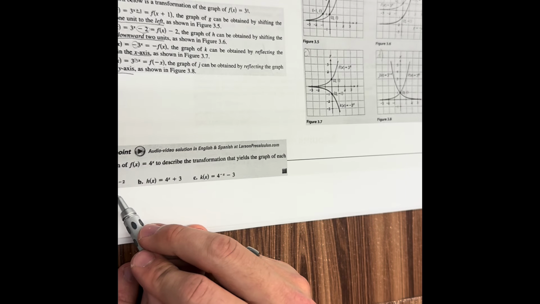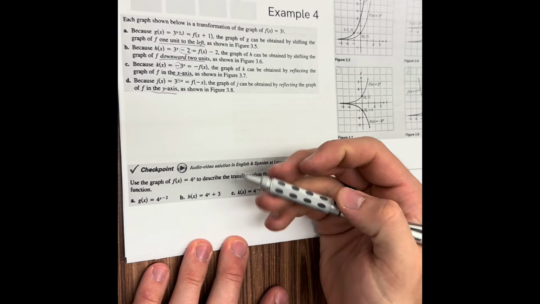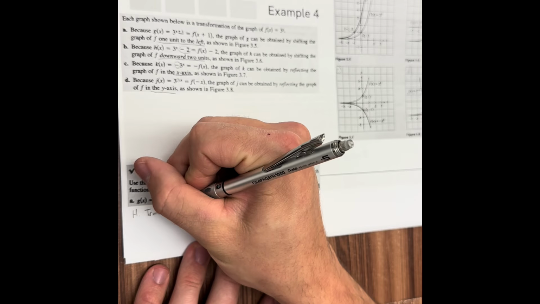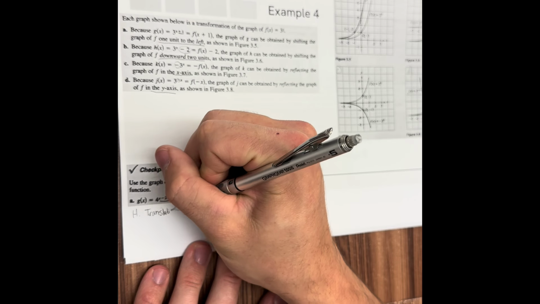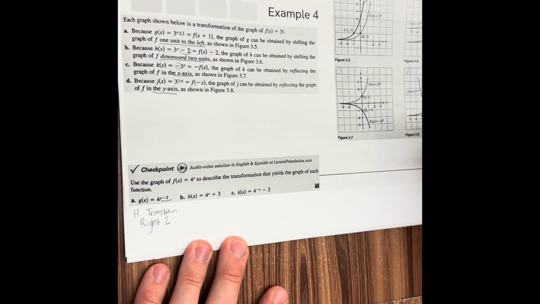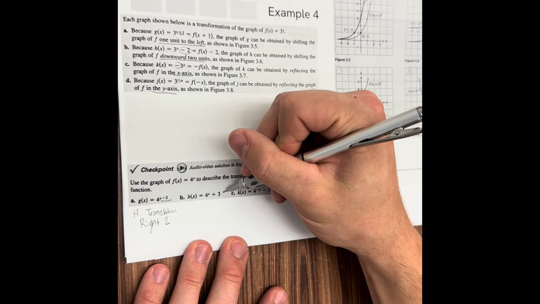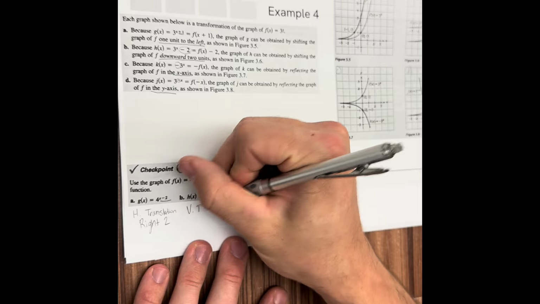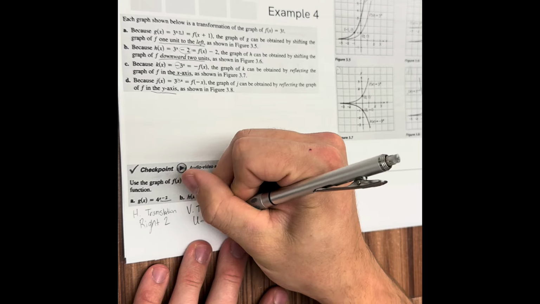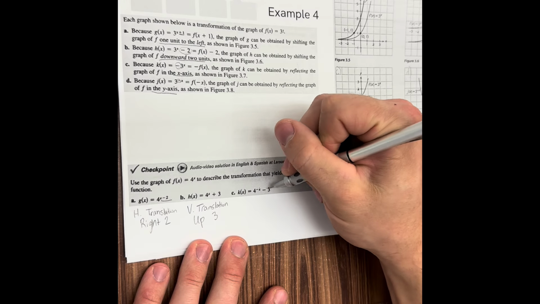We have g of x equals 4 to the power of x minus 2 right here. All right, so again, think of this as being in parentheses. This would be our horizontal translation, right 2. Letter B, we have h of x equals 4 to the power of x plus 3. This would be our vertical translation, up 3.